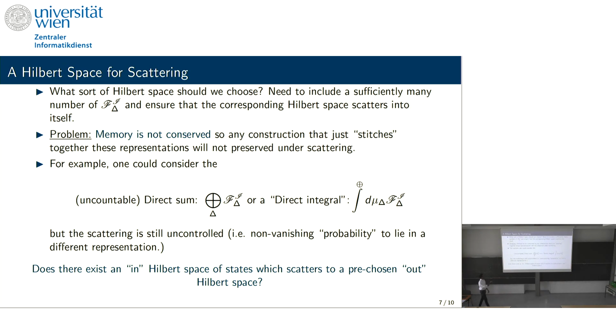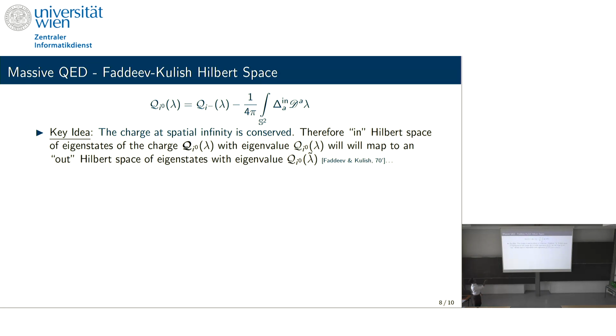Okay, so the basic question is, does there exist an in-Hilbert space of states that scatter into themselves? Like any good problem, a lot of people have tried, and one key idea introduced by Faddeev and Kulish in the 70s turns out to be particularly inspired. Let me explain what that is. This is not how they would have explained it, but this turns out to be exactly what they did, which is pretty remarkable because they didn't have any of these ideas like memory or charges way back in the 70s.